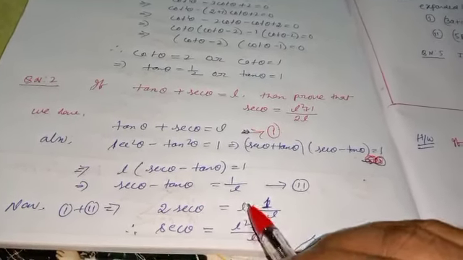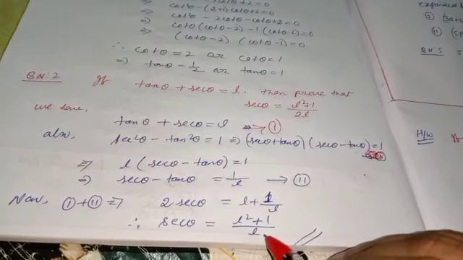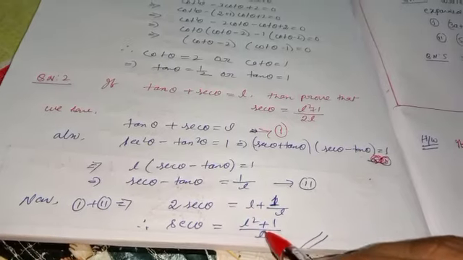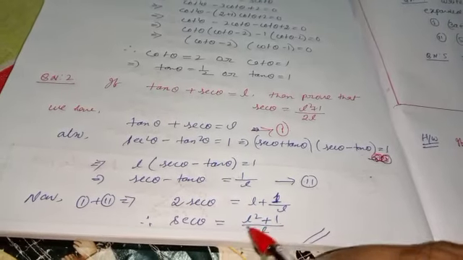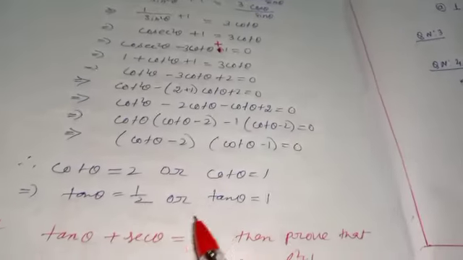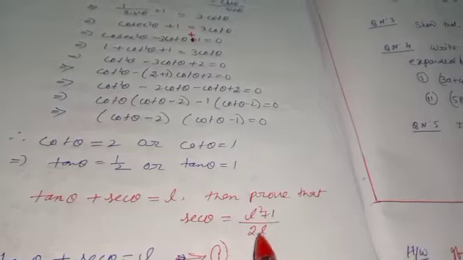2 sec theta is equal to L plus 1 by L. If you take the LCM, L and 1 have LCM L, so L square plus 1 by L. So sec theta is equal to L square plus 1 by 2L.